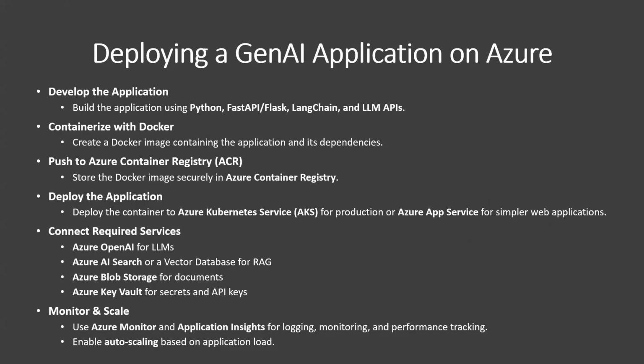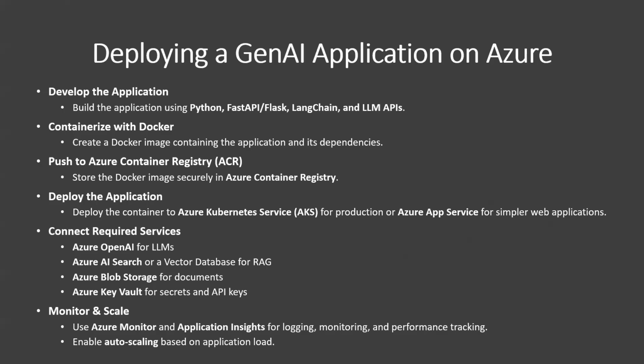Then we need to push to Azure Container Registry, ACR. ACR means Azure Container Registry, where the Docker image is stored securely. After that, we deploy the application. After storing the Docker image in ACR, we deploy the container to Azure Kubernetes Service, AKS, for production, or Azure App Service for a simple web application. After that, we connect the required services.